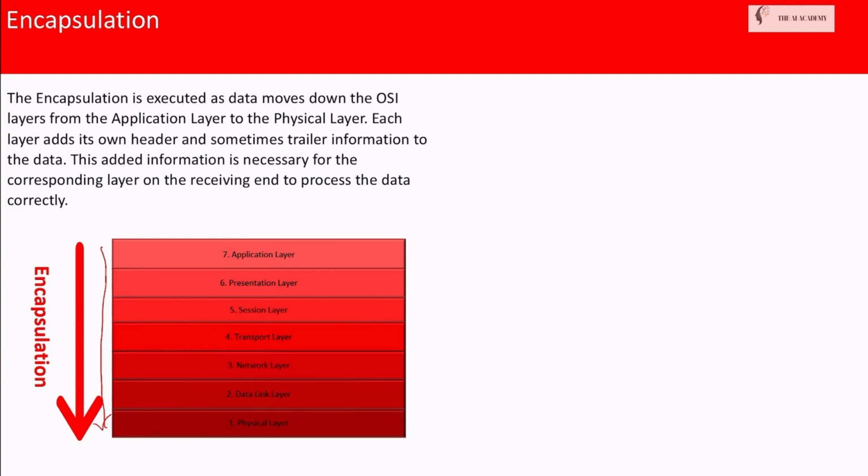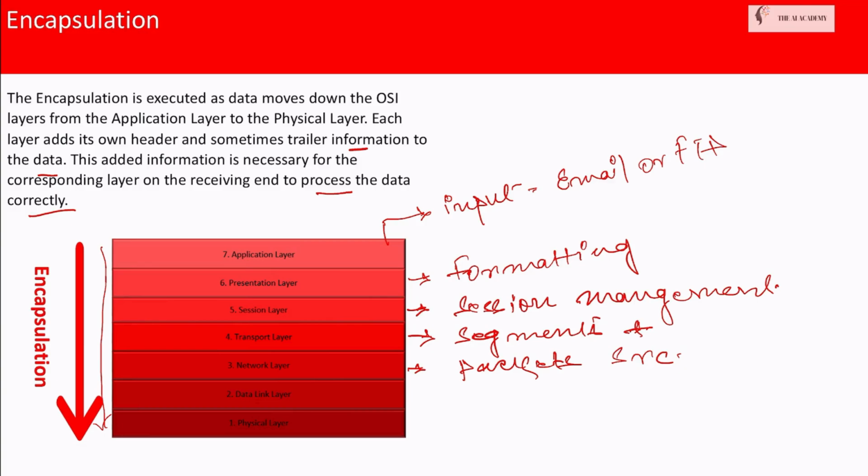Encapsulation is executed as data moves down the OSI layers from the application layer to the physical layer. Each layer adds its own header and sometimes trailer information to the data. This added information is necessary for the corresponding layer on the receiving end to process the data correctly. At the application layer, the data originates as user input in an application, such as an email message or a file transfer request. The presentation layer may add formatting information or encrypt the data to ensure that it can be correctly interpreted or kept secure during transmission.